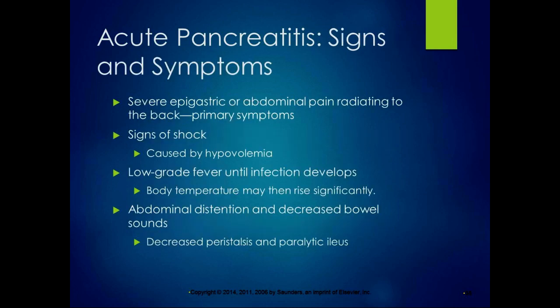So severe epigastric or abdominal pain radiating to the back, that's the primary symptom. And people with pancreatitis, there's no question about the fact that they're in 10 out of 10 pain. When they say severe, they're screaming. They are in horrible pain. Signs of shock are caused by hypovolemia. A low-grade fever until infection develops, and then the body temperature can rise. Abdominal distension and decreased bowel sounds because we're not getting digestion. Decreased peristalsis and paralytic ileus, where the ileum's just not moving.